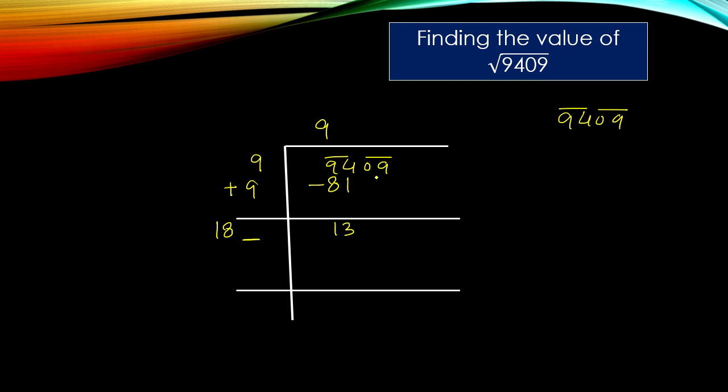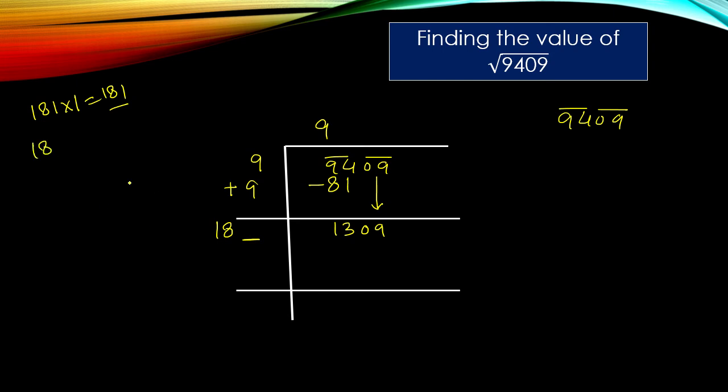Now bringing down this pair 09, we have to put a digit over here. If I put 1 here, the number becomes 181. We multiply the number by the same digit, and we get 181, which is very small compared to 1309. So we will not put 1 here. We will try the next digit.